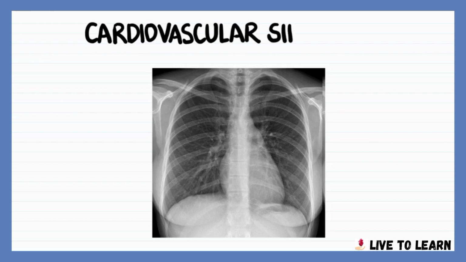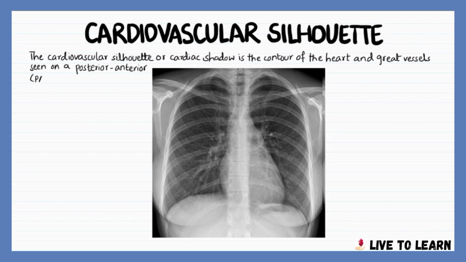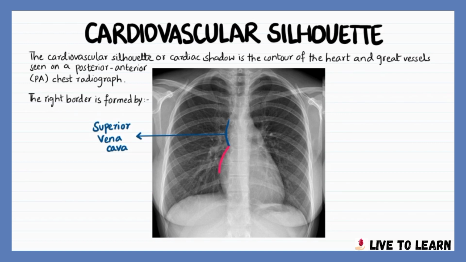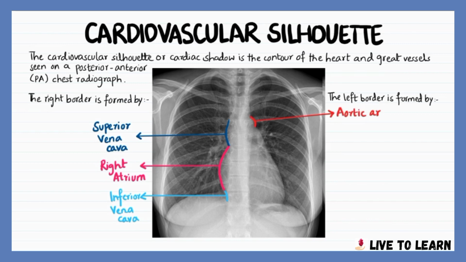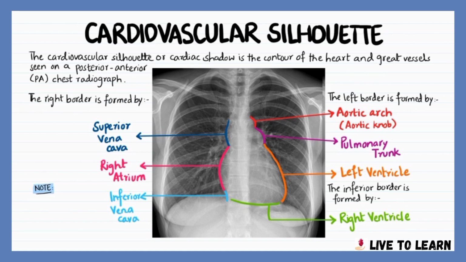The cardiovascular silhouette, or cardiac shadow, is the contour of the heart and the great vessels seen on a postero-anterior chest radiograph. The right border is formed by the superior vena cava, the right atrium, and the inferior vena cava. The left border is formed by the aortic arch, the pulmonary trunk, and the left ventricle. The inferior border is formed by the right ventricle. The left atrium shows no border on a postero-anterior radiograph.